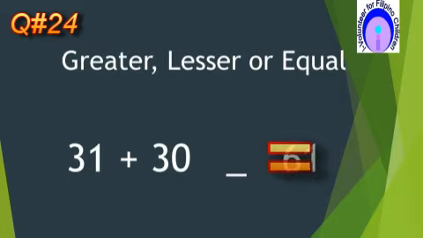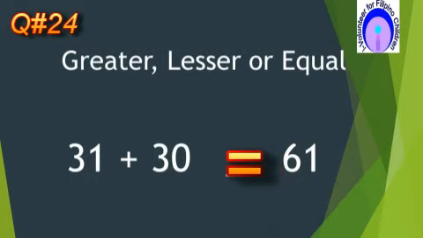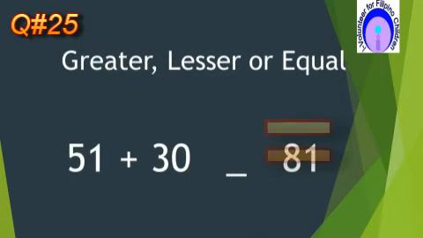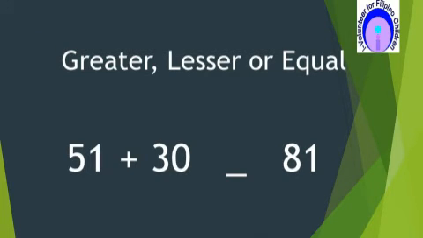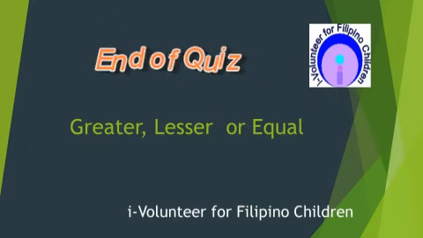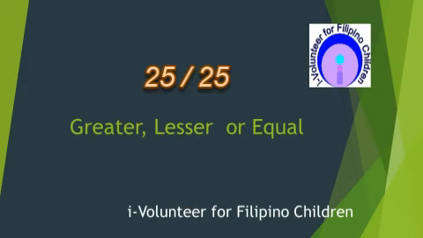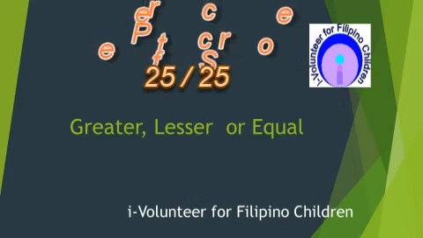Number 24. 31 plus 30 is equal to 61. Our last question is number 25. 51 plus 30 is equal to 81. Now it is the end of the quiz. It's time to tally your scores. The perfect score is 25 over 25.